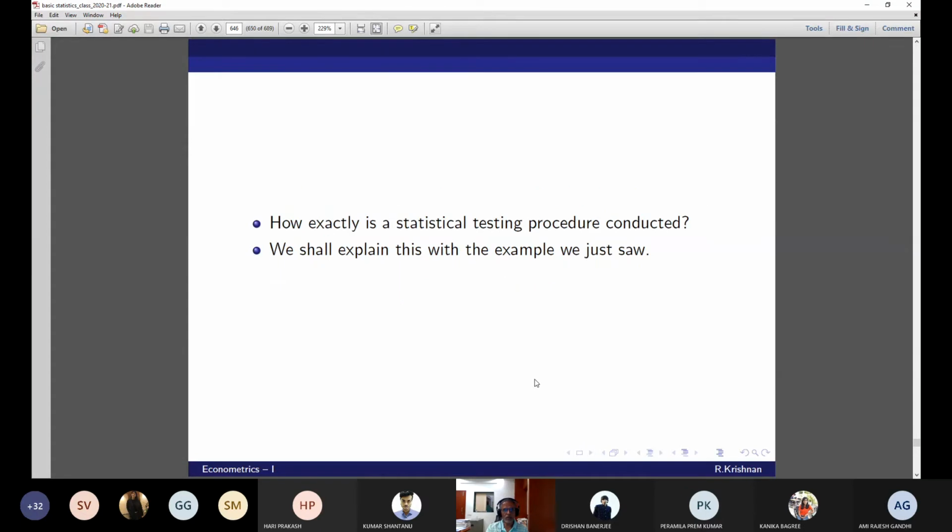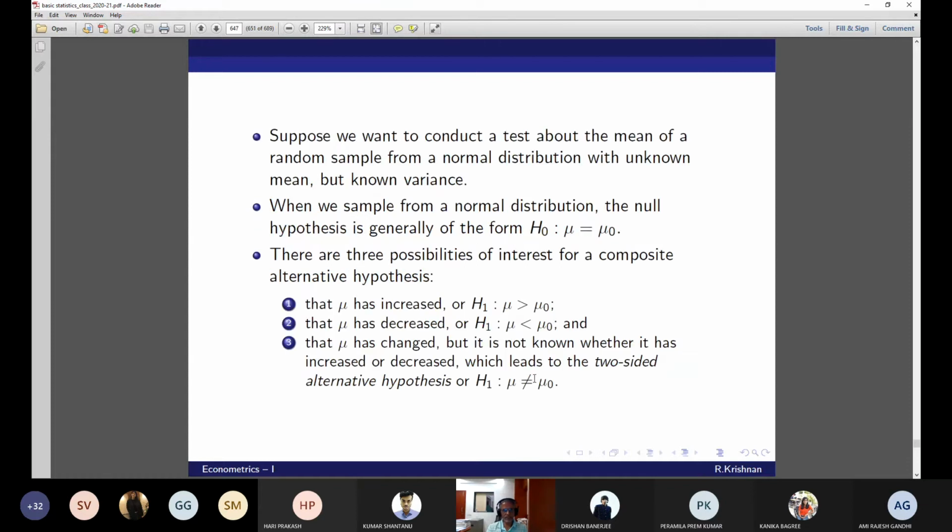How exactly is a statistical testing procedure conducted? We shall explain this with the example we just saw. Suppose you want to conduct a test about the mean of a random sample from a normal distribution with unknown mean but known variance. We sample first from a normal distribution. The null hypothesis is generally of the form H0.